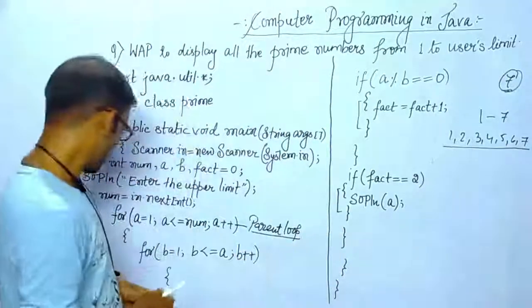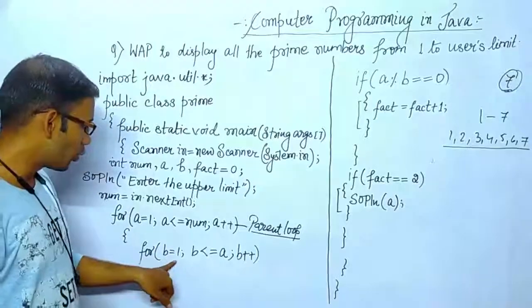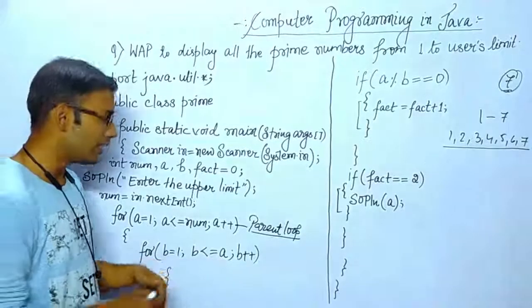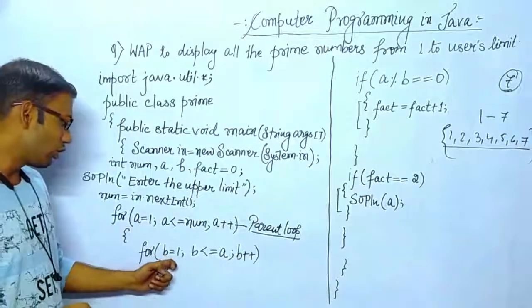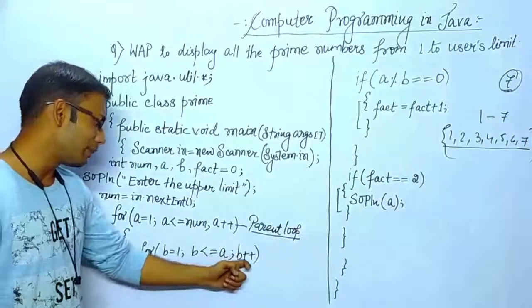Okay. Now coming back, that is b = 1, b <= a, that means this part, b = 1, b <= a, b++.